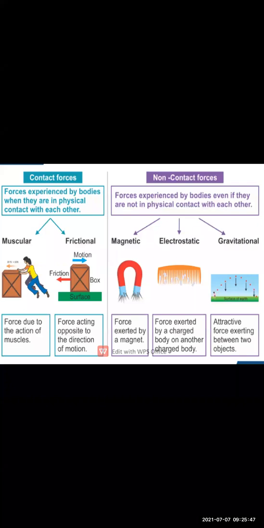Then the third type of force is gravitational force. Now this type of force is an attractive force exerted between two objects. So when a coconut falls from the tree, it is getting attracted towards the ground. Why does it get attracted towards the ground? Because the gravitational pull of the earth is strong. So earth has a pulling nature. Whatever things fall from a height are attracted towards the earth with the help of gravitation, and that is called gravitational force.